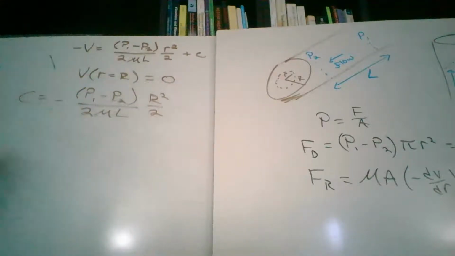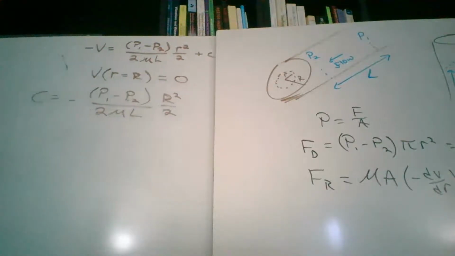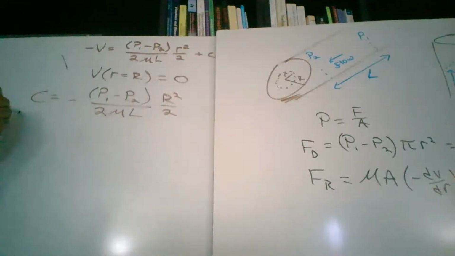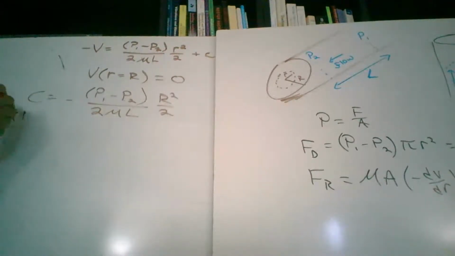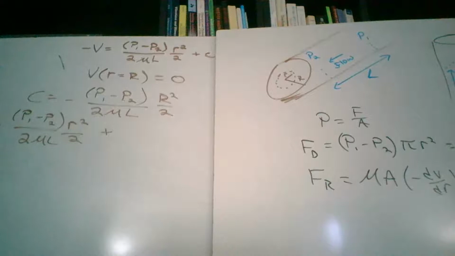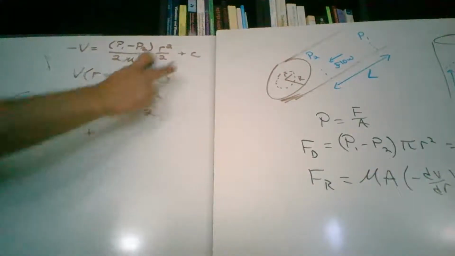So once you have the C, you can plug it back into your equation up there. I'll write it right here. Negative V is equal to P1, P2 over 2 mu L, R squared over 2, plus... I guess I could make this a 4, make my life a little bit easier. Plus C, that's the C term.